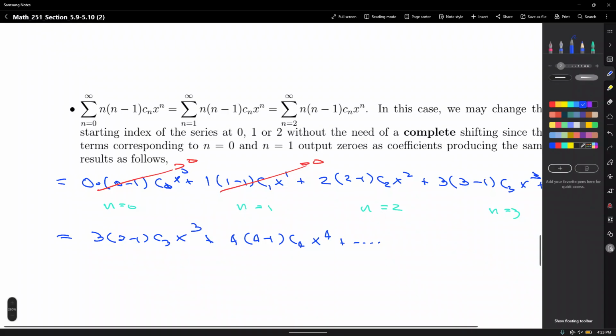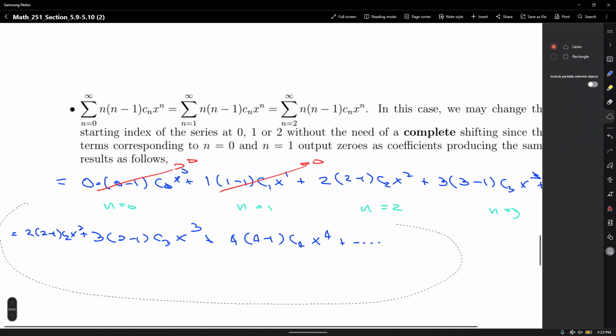Yes? No, it doesn't go to 0, but actually at n equals 2. Oh, yes, yeah, I forgot to write that one over here. Equal to 2 times 2 minus 1, c sub 2, x squared. Thank you. Thank you. Yes, yes. Mhm. You're right. You're right.